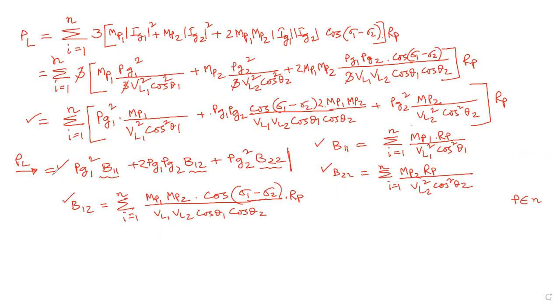And in general, this expression is known as the power loss expressed in terms of beta or B coefficients.